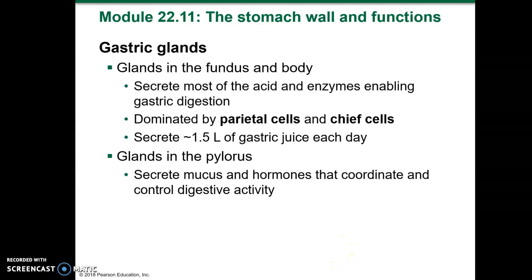The gastric glands are glands that are in the fundus and the body, and they secrete most of the acid and enzymes that enable gastric digestion. They're dominated by parietal cells and chief cells, and they secrete 1.5 liters of gastric juice each day. The glands in the pylorus secrete mucus and hormones that coordinate and control digestive activity.